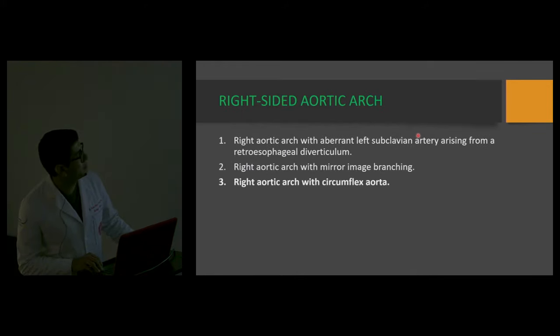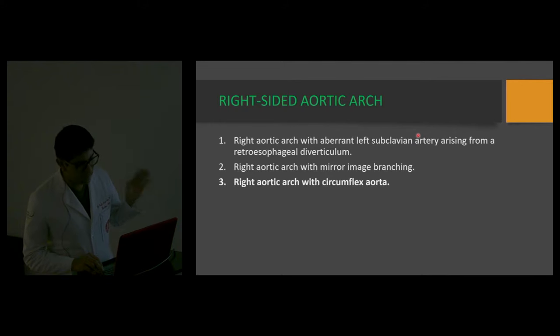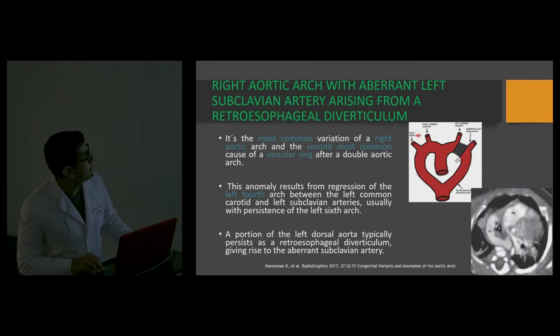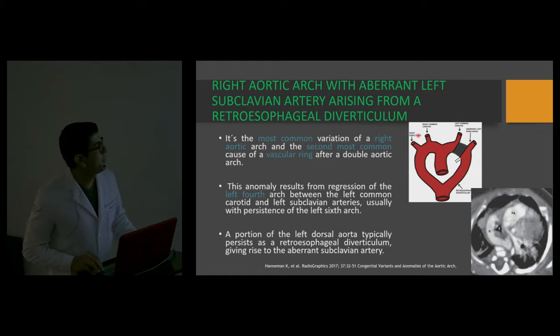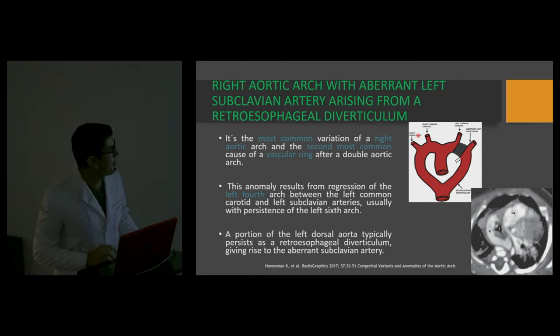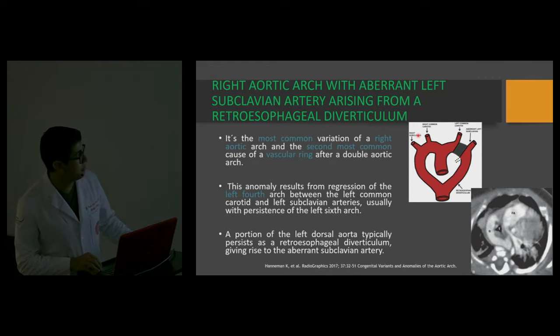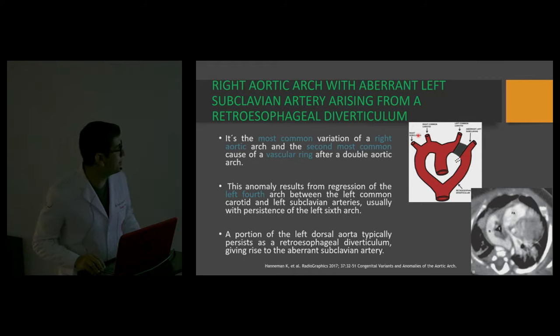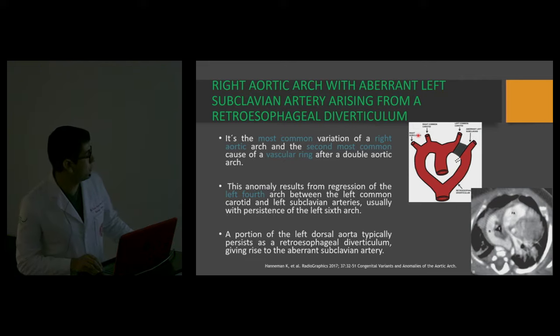Okay, and now we are going to speak about the right side aortic arch, which consists of three variants, which we will see in each case. Right aortic arch with aberrant left subclavian artery arising from a retroesophageal diverticulum is the most common variation of right aortic arch and the second most common cause of vascular ring after double aortic arch.